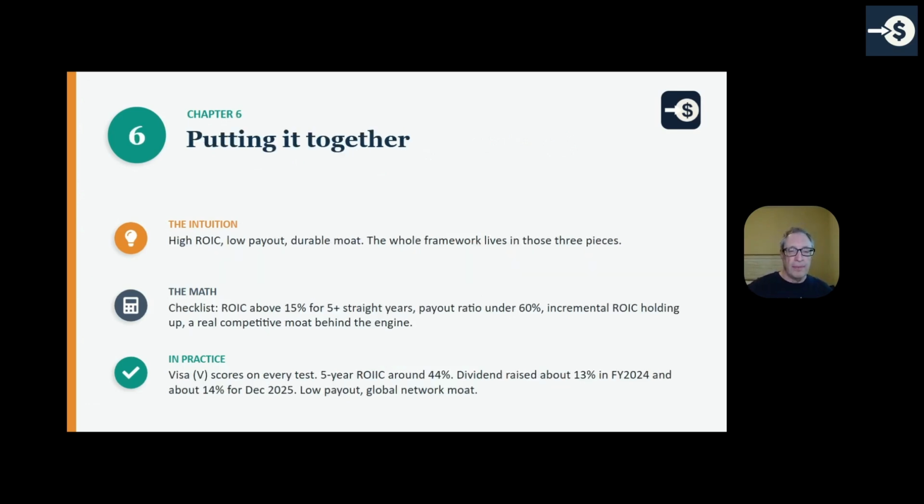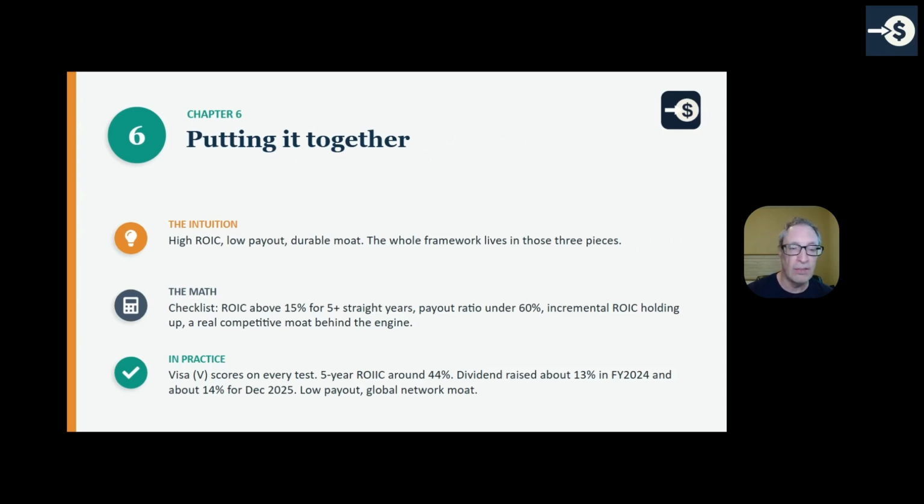All right, so let's take a look at Visa. Let's put it all together. Let me show you how this works on a real company. Visa scores very well on every part of this framework, and that's why its dividend growth is almost mechanical. The ROIC engine for Visa, its return on incremental invested capital, or ROIIC we mentioned earlier, sat around 44% over the last 5 years, which is well above its cost of capital, which hovers around 8.5 to 9%. And their 5-year average ROIC, according to fiscal.ai, is hovering around 27 to 28%.